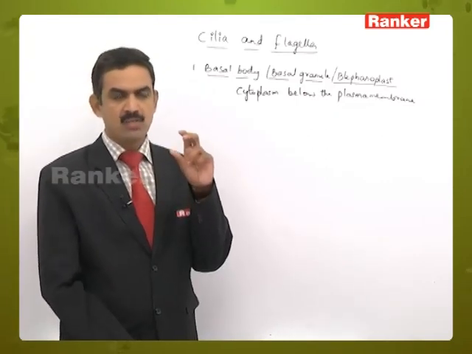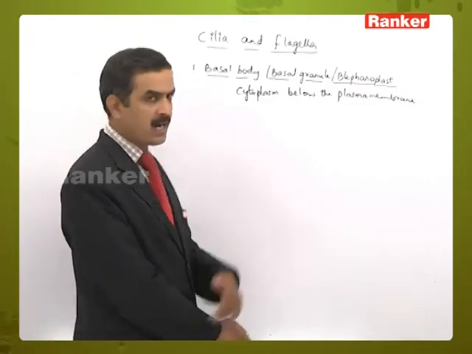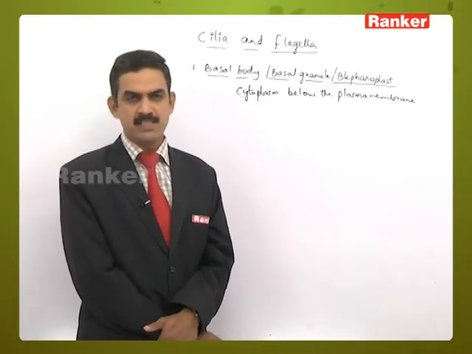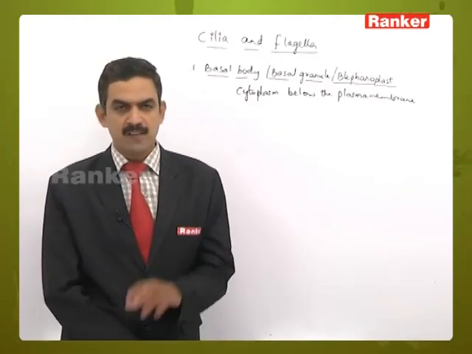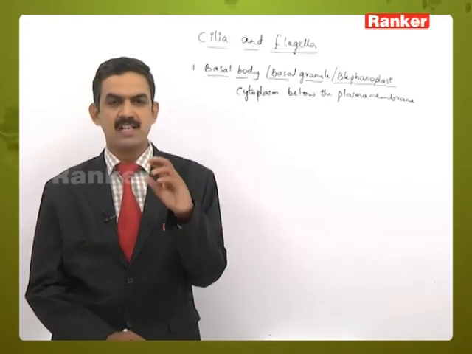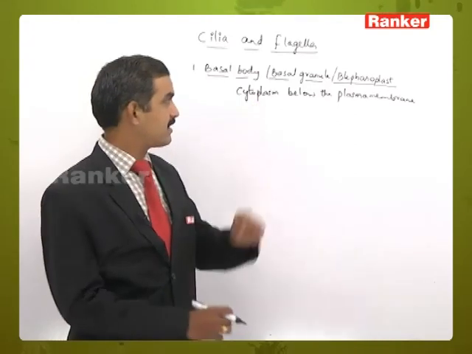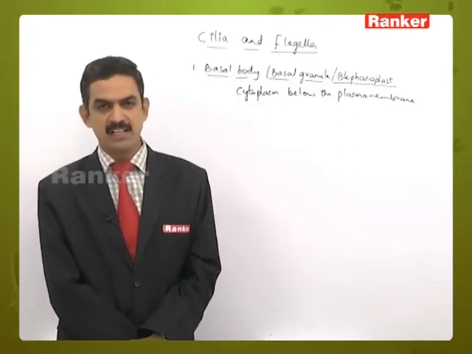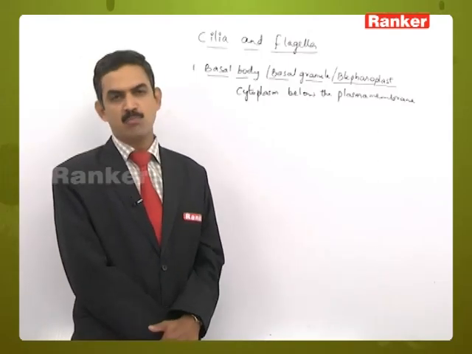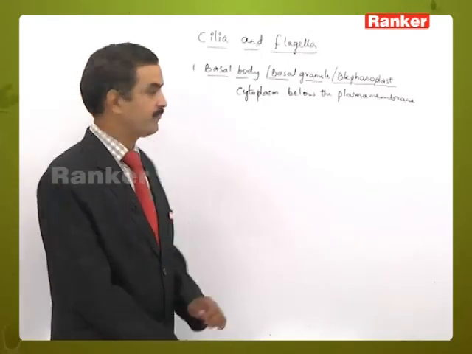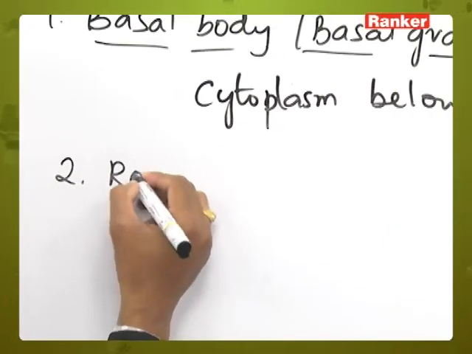And for the formation of this, around this basal granule part, ATP is very much present, because for the movement of this flagella or cilia they require energy. That energy is present surrounding the basal granule, which is provided for the movement of the cilia. Then the second part is called the rootlet.